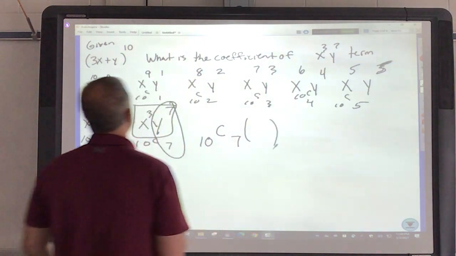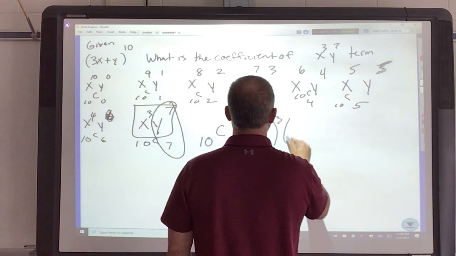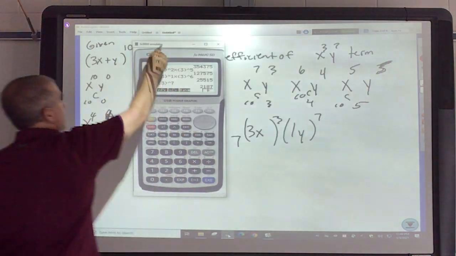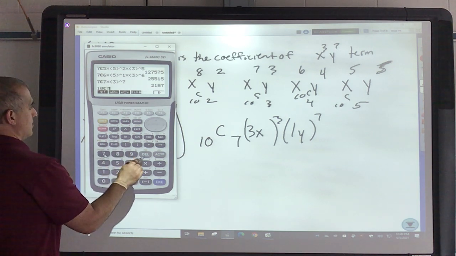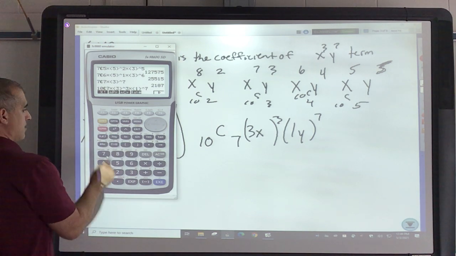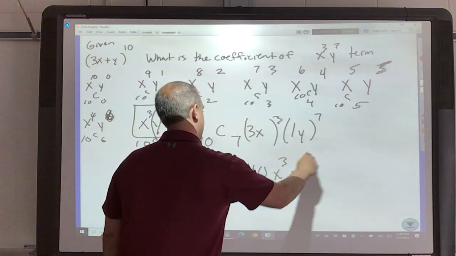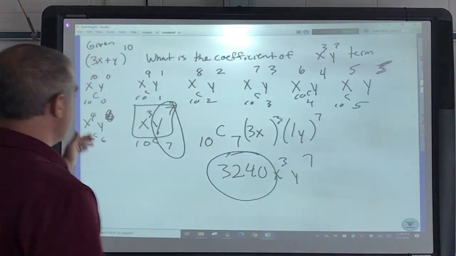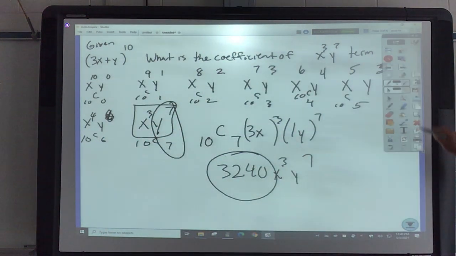So what I got is I got 10 choose 7. All right. I just got 3x to the third. This is a 1 here, so 1y to the 7th. Okay. So very simply, all I got to do is find this one. All right. So 10 choose 7 times 3 to the third times 1 to the 7th. So my coefficient would be 3240. All right. So all I need is the 3240. That's it. Okay. Now, like I said, if you want to see that pattern there, all right, that can dramatically help you skip ahead.